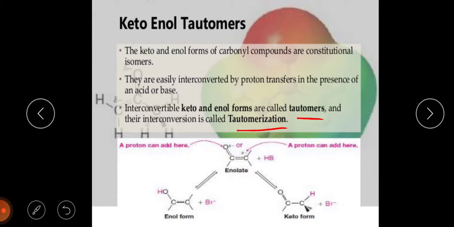We can see that this is a resonance hybrid structure of an enolate. It can add a proton in two ways. Firstly, it can accept a proton at carbon to form the original carbonyl compound, which is called the keto form, or it may accept a proton at the oxygen to form an enol, which is also called the enol form.